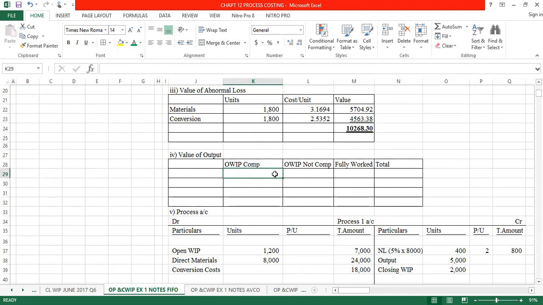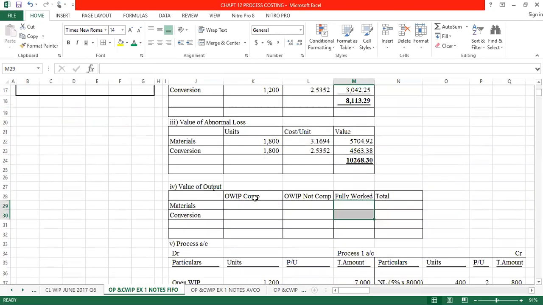Opening work in progress was given. So we have materials. We have conversion. This is what I told you to put down. We said value of output is opening work in progress completed plus opening not completed plus fully worked. Please, there is a lot of calculation. So let's go step by step.